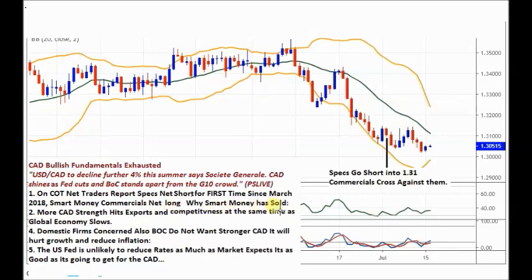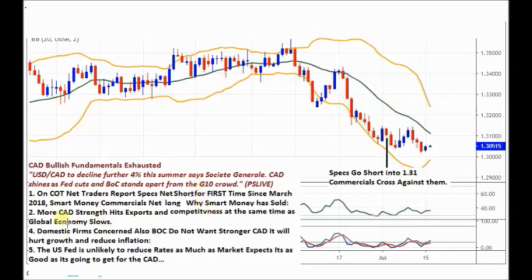So why has the smart money sold the Canadian and bought the USD? They followed it all the way down here. Then here in the 131 area, the specs go short and the commercials have gone long. We're a little bit off the level at the moment. Why is the smart money long? Obviously, the specs, first of all, have gone with this sort of view.